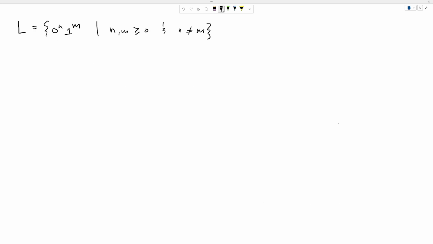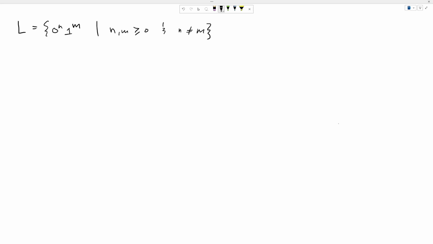All right, let's take a look at a second language now, another similar one. We still got a block of zeros, we still got a block of ones. We've got two variables n and m defining their size. And again, we've got some relationship between them, except this time we're saying that they're not equal to each other. That's the only thing that we've stated.